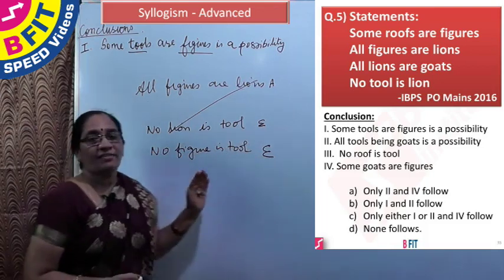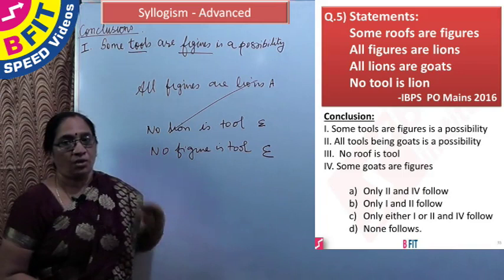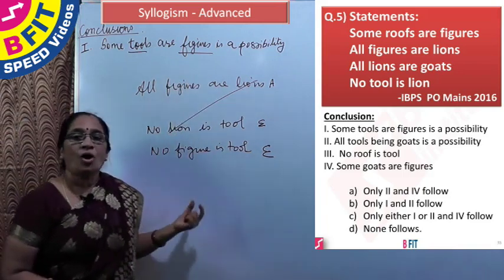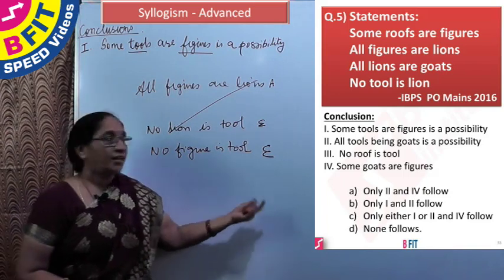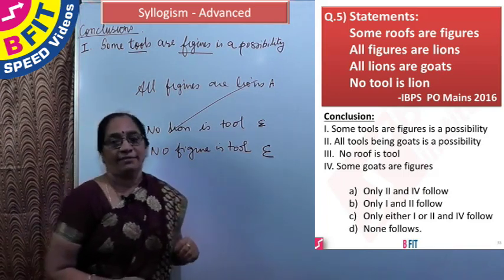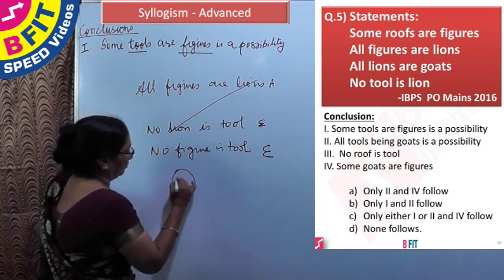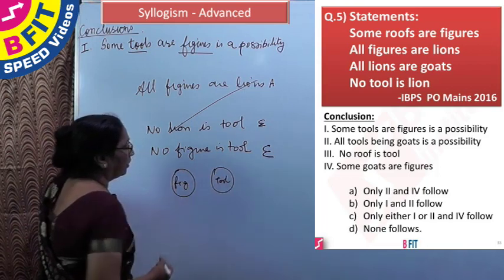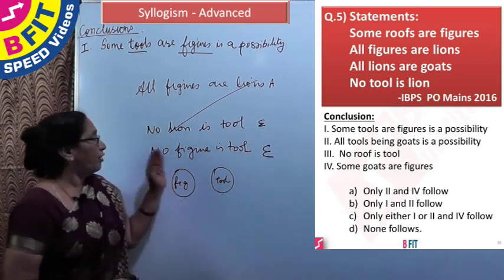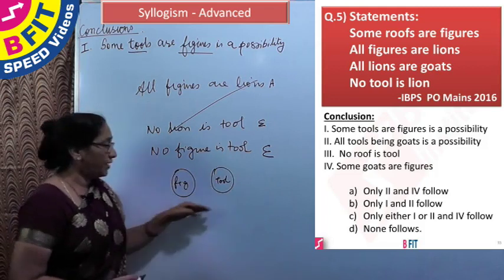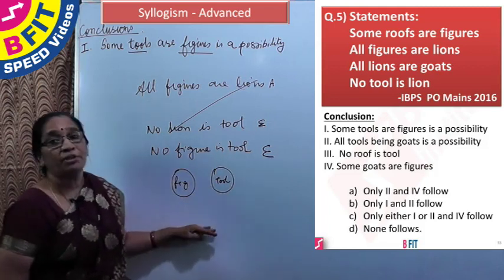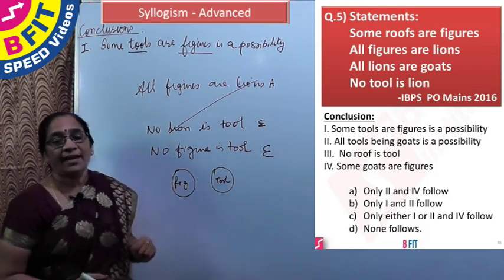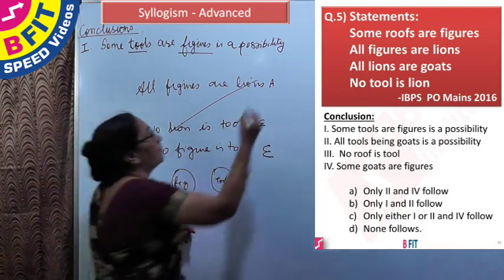Now the conclusion we have arrived at is no figure is tool. The given conclusion is a possibility case, and so we will have to draw all the possible Venn diagrams for the conclusion we have arrived at. This is the only possible Venn diagram for no figure is tool. From this figure we will not be able to derive the given conclusion some tools or figures, and hence conclusion 1 will be false.